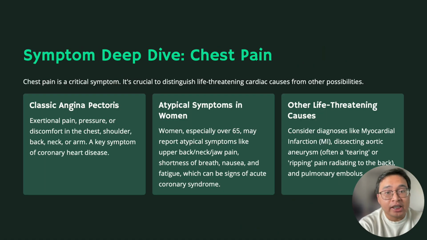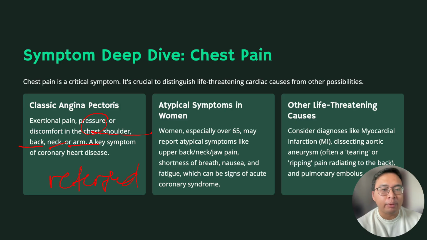Let's look closer at chest pain. So, the classic symptom is called classic angina pectoris. This happens after exertion. So, maglakad lang ng malapit, no? The feeling is pressure or discomfort. Parang dinadaganan, parang iniipit. Where? Of course, it could happen in the chest, obviously, but there may also be referred pain. It could also be felt in the shoulders, back, neck, or arm. So this is a key symptom of coronary heart disease.